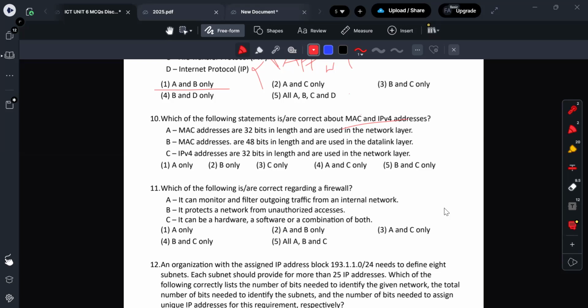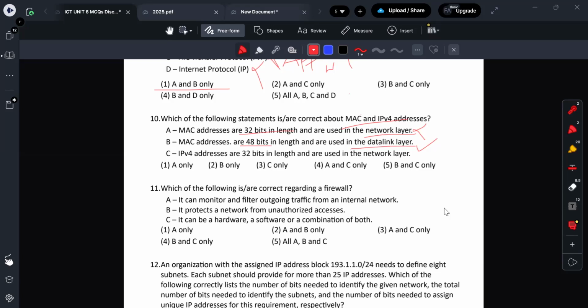Okay, so let's see. First, MAC addresses are 32 bits in length. That is wrong. When it is used in a network layer, that is also wrong. MAC addresses are 48 bits in length and used in the data link layer. So option B is correct. MAC addresses, known as physical addresses, are in the network interface cards, and they are 48 bits long and operate at the data link layer to move data between devices on the same local network. So remember, it is 48 bits and it operates in the data link layer.